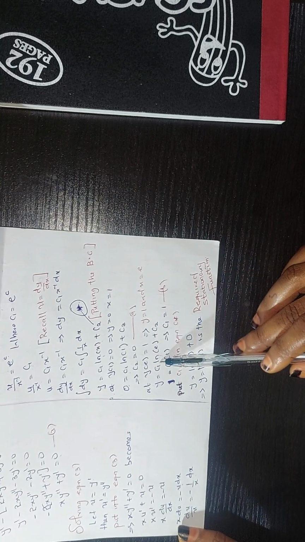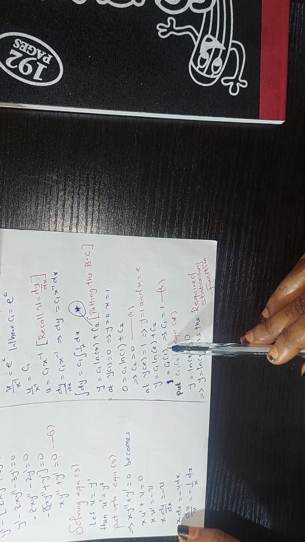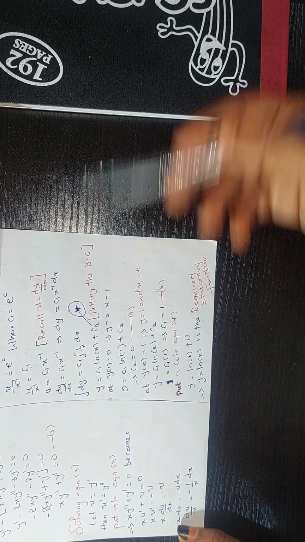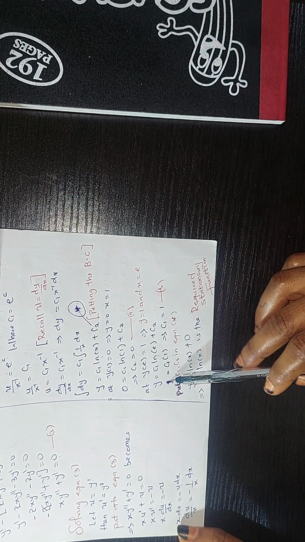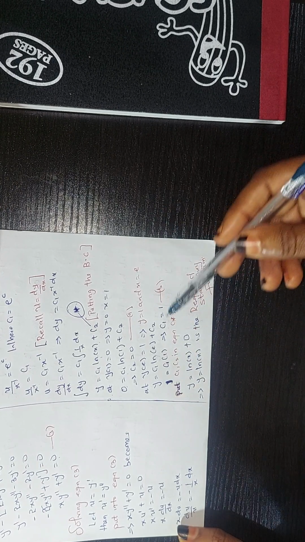So y equals c1 ln e plus c2. Then 1 equals c1 multiplied by ln e, and ln e is going to give you 1 automatically. So that's 1 equals c1. So that implies that your c1 equals 1.